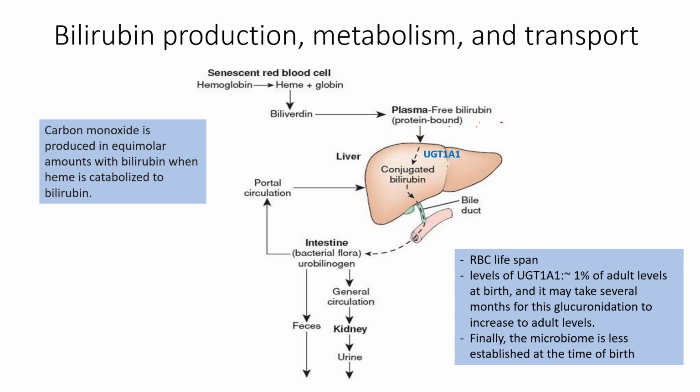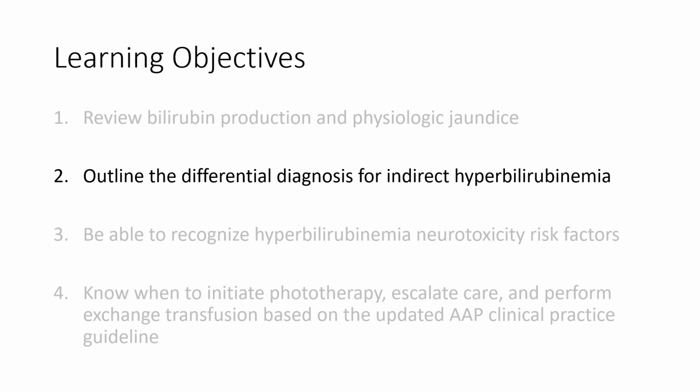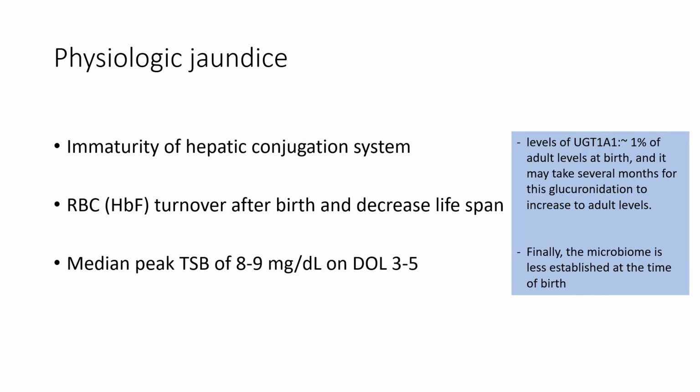Finally, in this process, the microbiome, or the normal bacterial flora, plays an important role. When a baby is born, especially a premature baby, they have less microbiome, and that also affects the conjugation or excretion process for the bilirubin. When you have a baby with hyperbilirubinemia, the most common cause is physiological jaundice.